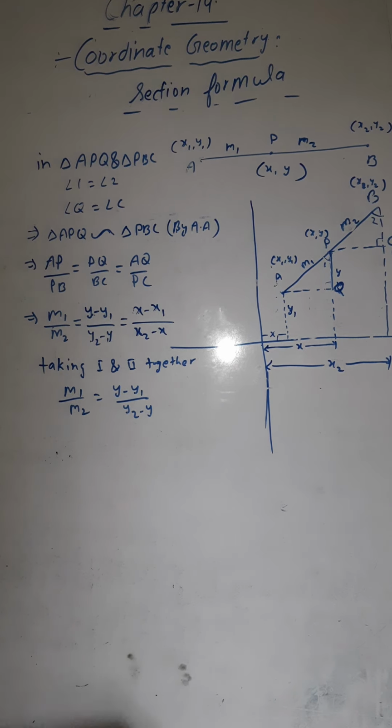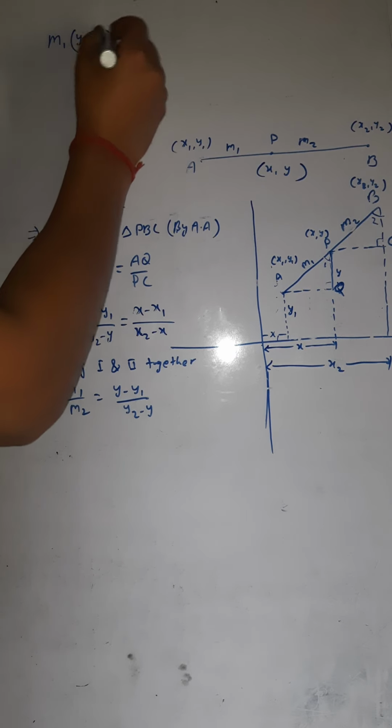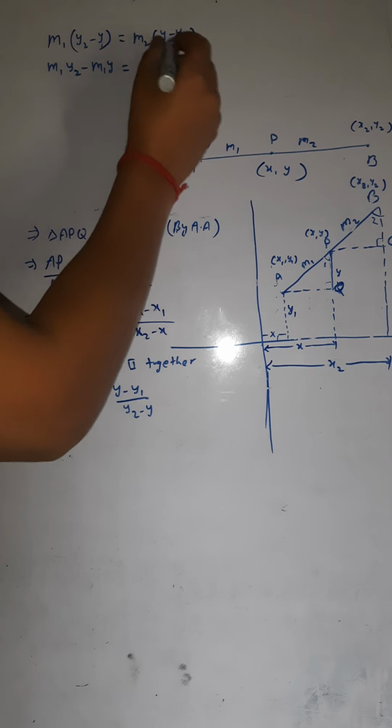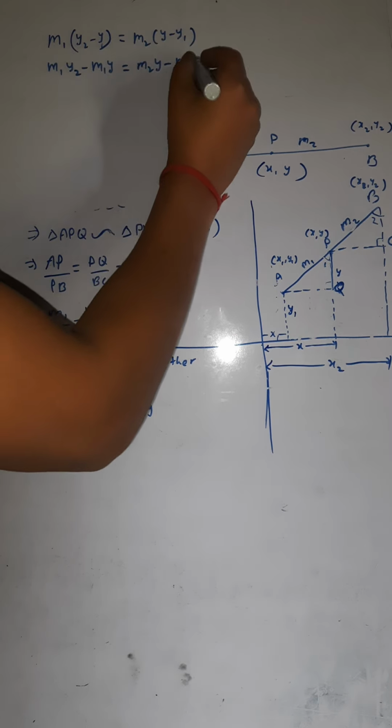I am cross multiplying. M1 inside (y2 minus y) will be equal to M2 outside (y minus y1). Okay, so now it will go inside: M1 y2 minus M1 y is equal to M2 y minus M2 y1.